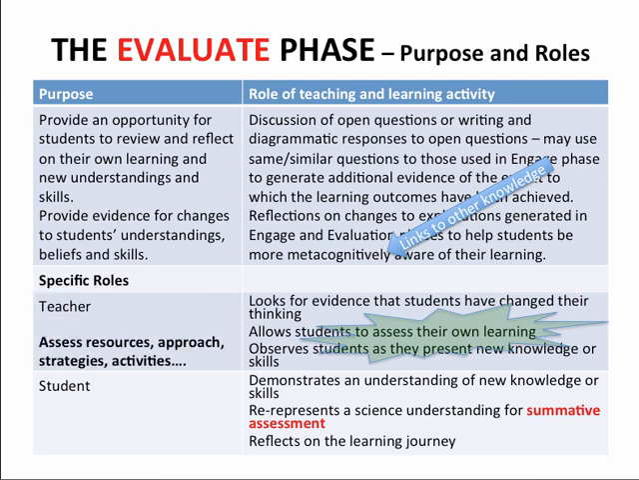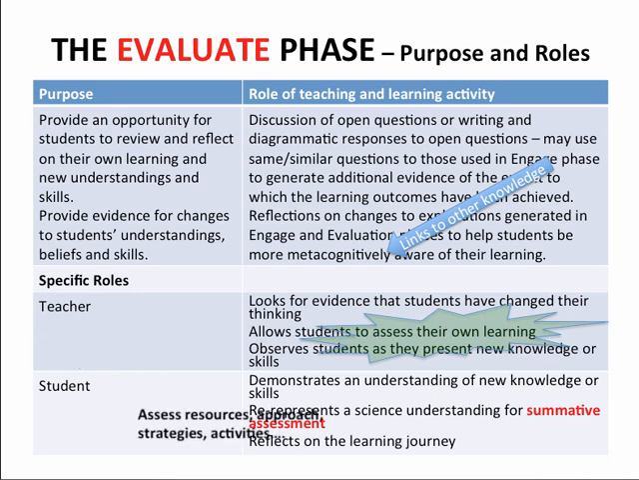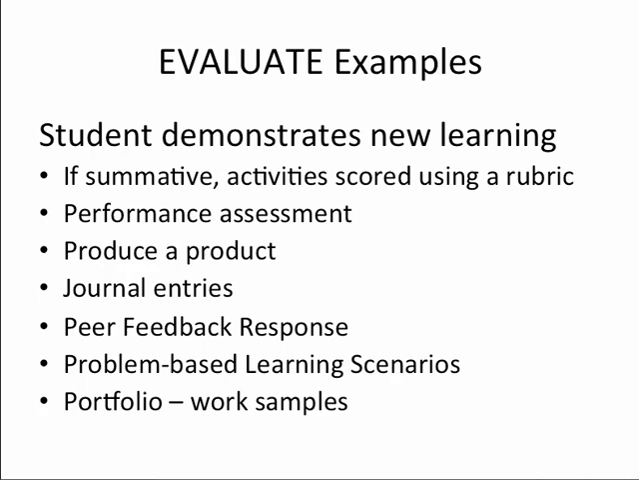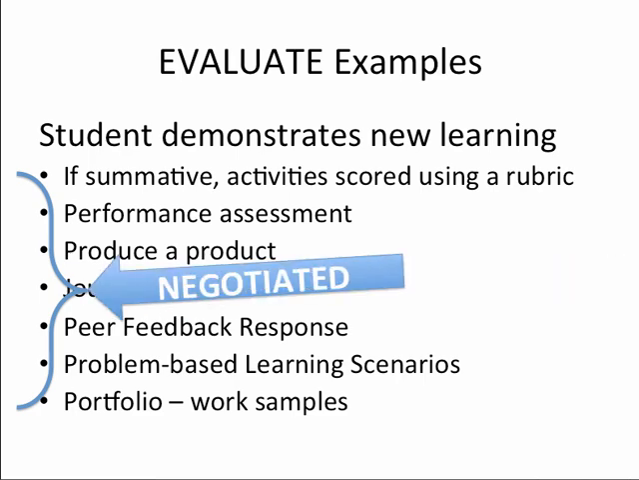So the teacher can also assess their resources here, assess their approach, assess their strategies, assess their activities to make sure that the lesson goes better next time. And here are some examples of student evaluation. Each and every one of those can be negotiated with the learner. And when the learner is the one that owns the learning, they're proud to show off.